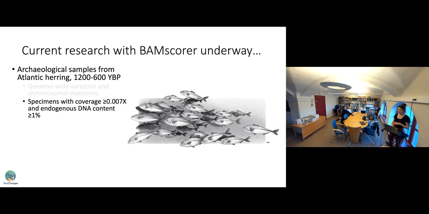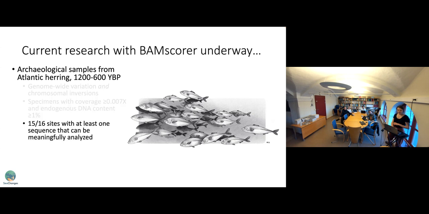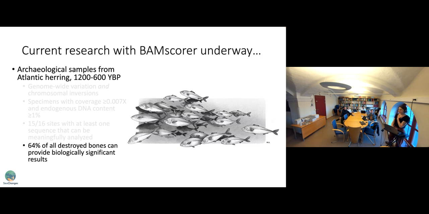Like, totally unusable. And this means that out of the 16 sites that I sampled, I can use 15 of them with at least one sequence that tells me where those bones come from. And the one that I'm missing, I actually only had one bone from, and it just happened not to work. And that is 64% of all of the destroyed bones. So I think it's something like 75 out of 130 bones that I've worked on now.